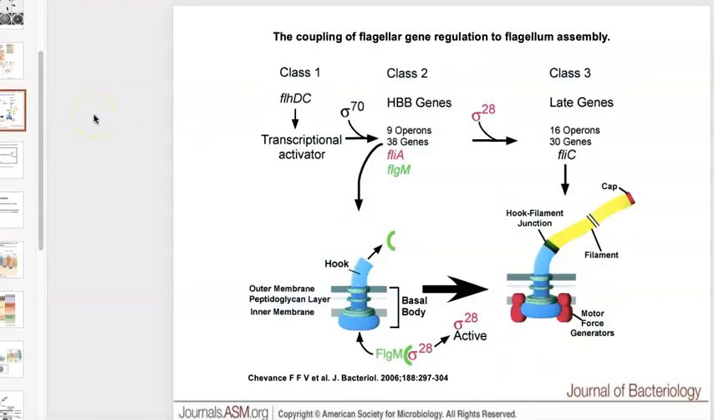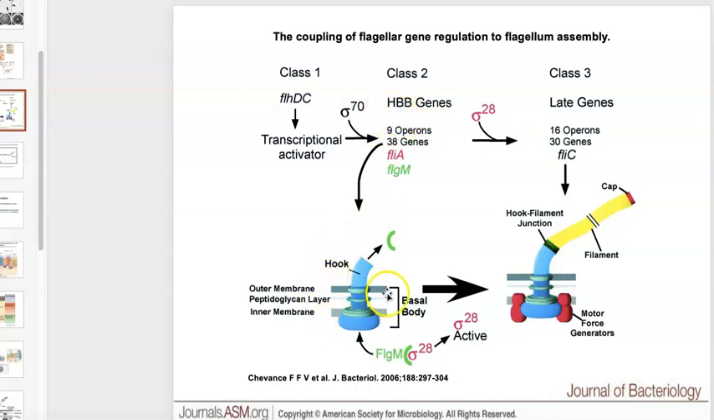So a lot of that is summarized here, the coupling of flagella gene regulation to flagellum assembly. And so we start off here looking at the different classes of flagella genes. So class 1, these particular genes are the FlhDC operon activated genes. These are a variety of transcriptional activators that work with this sigma factor called sigma 70. So these transcriptional activators work with sigma 70, which associates with RNA polymerase, to drag these transcriptional activators and RNA polymerase to the correct promoters for these class 2 operon genes. These are the so-called HBB genes for hook and basal body.